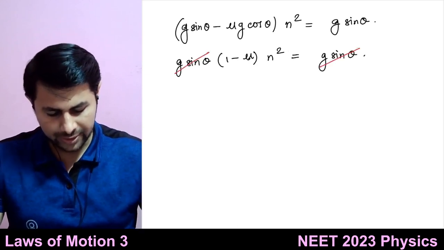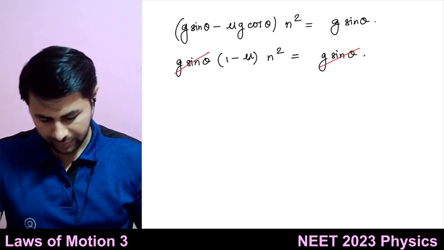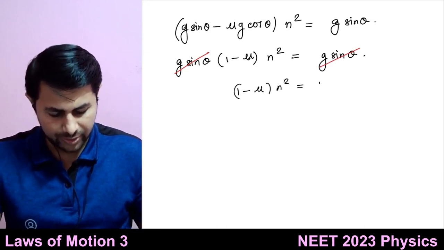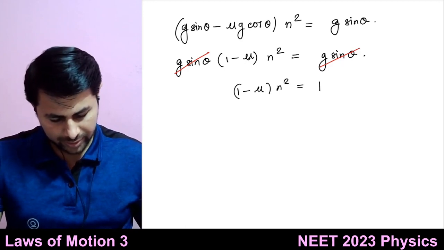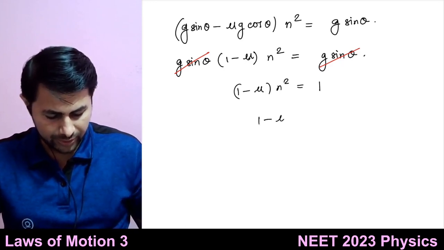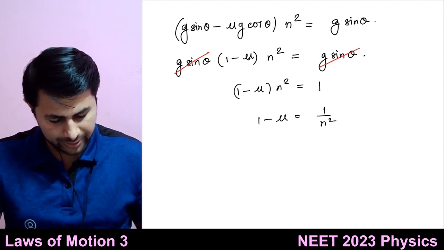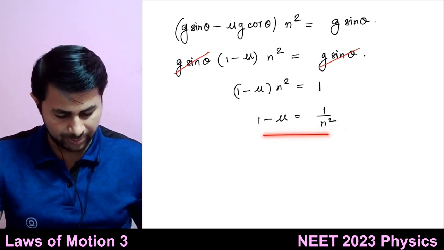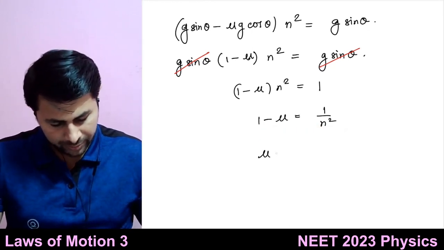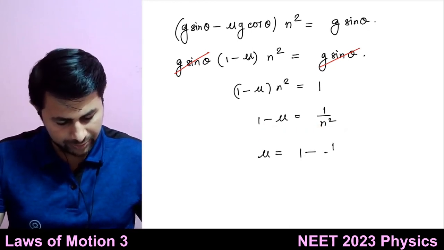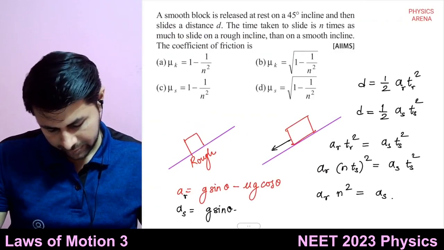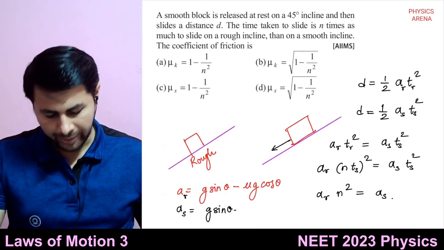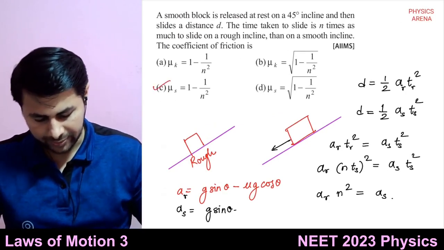So g sine theta and g sine theta will get cancelled. So 1 minus mu multiplied by n square is equal to 1. So take n square on the other side: 1 minus mu is equal to 1 upon n square. Then take mu on the right hand side and this on the left hand side. So you get mu equals 1 minus 1 upon n square, or n square minus 1 upon n square. This is the answer. Option C.